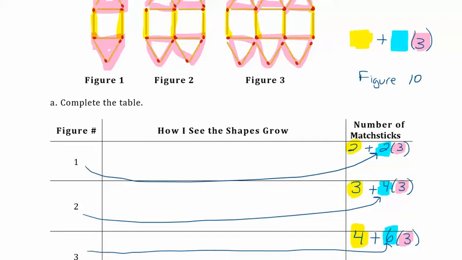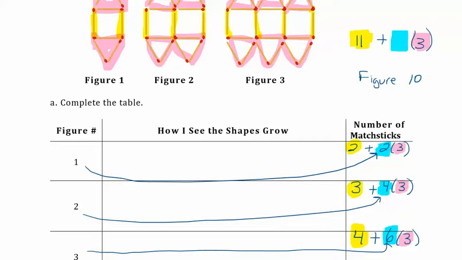Okay, so the yellow numbers are the vertical matchsticks. In figure 1, there were 2 of them. In figure 2, there were 3 of them. In figure 3, there were 4 of them. How about figure 10? How many vertical matchsticks would be in figure 10? Well, there's 1 more than the figure number, right? So that would be 11.